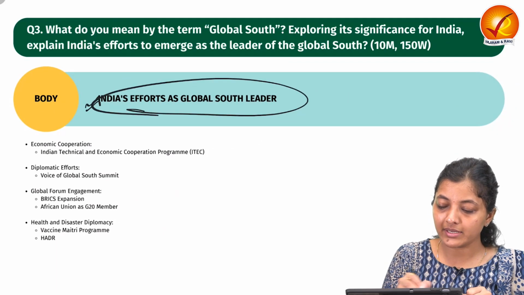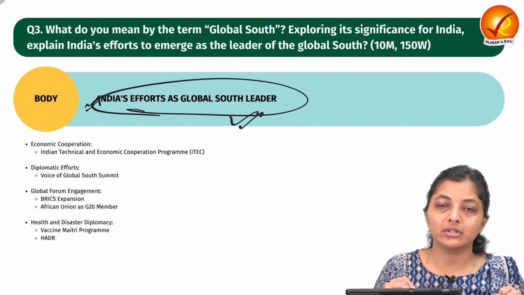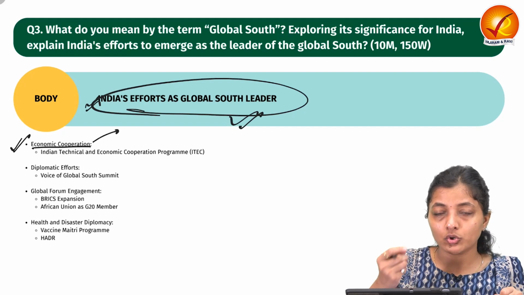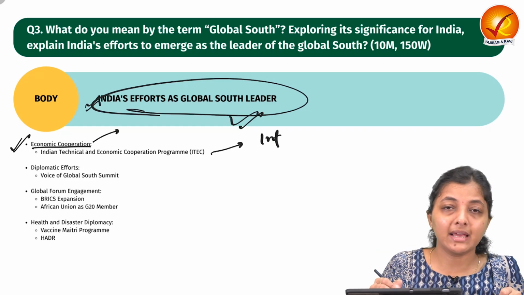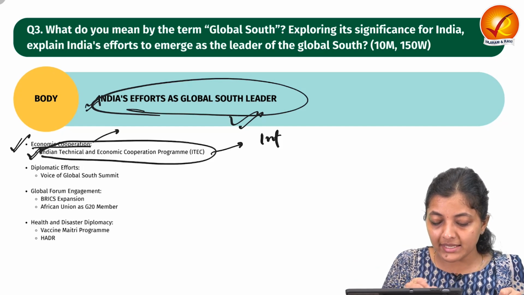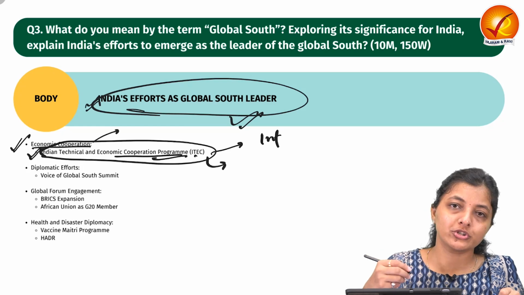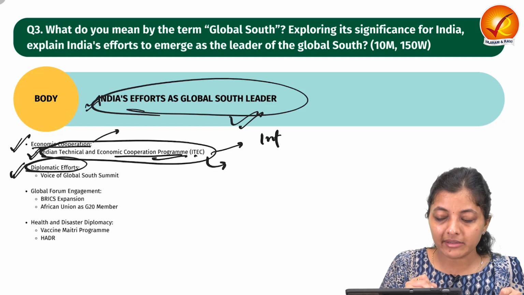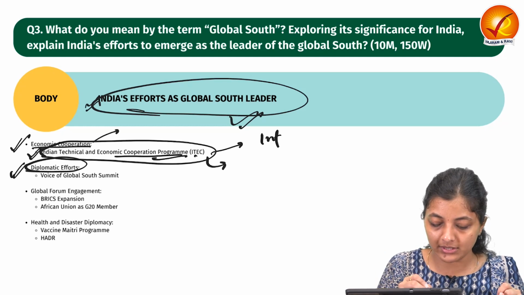Next comes India's effort as a global south leader. So what is India doing to emerge as a global south leader? First, economic cooperation, like infrastructural development, soft loans to the economically challenged countries, like dam development in Afghanistan and other countries. And you can also quote examples like the Indian Technical and Economic Cooperation Programme for developmental and technological aid to the economically challenged countries. Then via diplomatic efforts, India is strengthening its position as the global south leader.